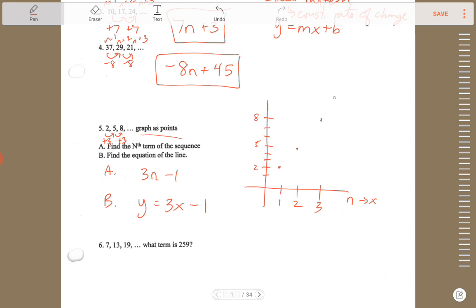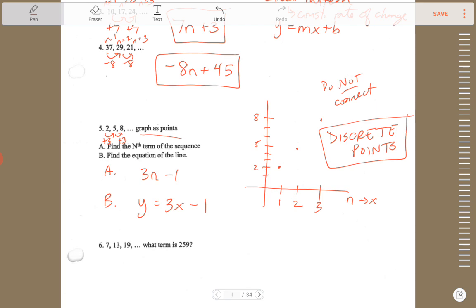So therefore, do not connect lines. Do not connect. What this is, it is just a series of discrete points. These are just discrete points, so just bear in mind that. All right, let's go on to the last question here.